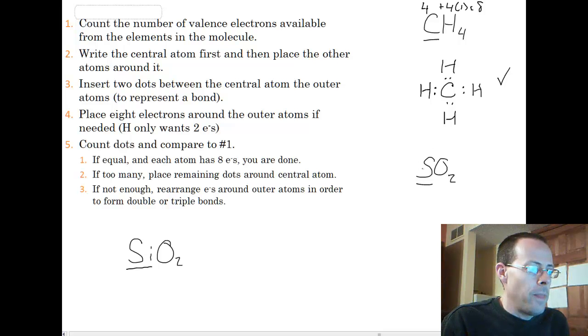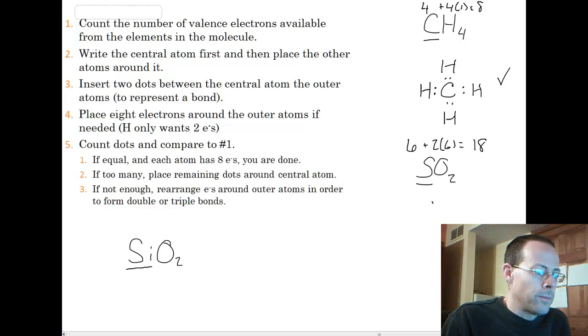The next thing we're going to do is SO2. So S, we see, has 6 electrons, plus 2 times 6, so we have a total of 18 electrons. Again, I'm going to put S in the middle, and then I'm going to put O's on just 2 sides now, because I only have 2 O's to put around there. And then we're going to put 2 dots between. And that takes us right to number 4 again. Place 8 electrons around the outer atoms if needed. So O's do want 8. So everybody wants 8 except for hydrogen.